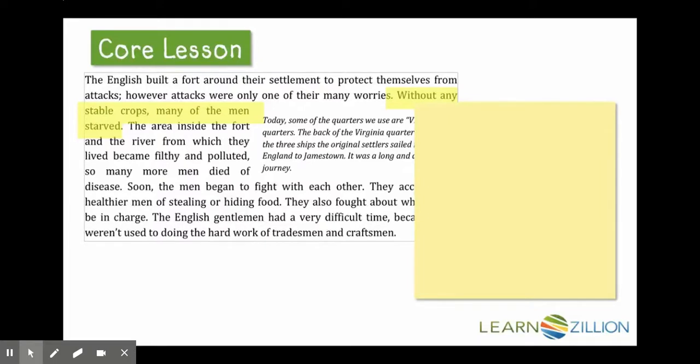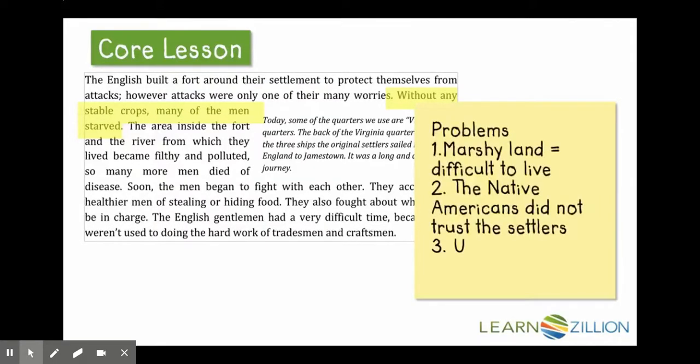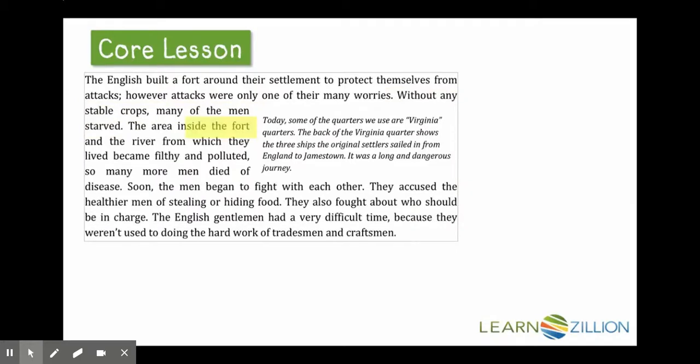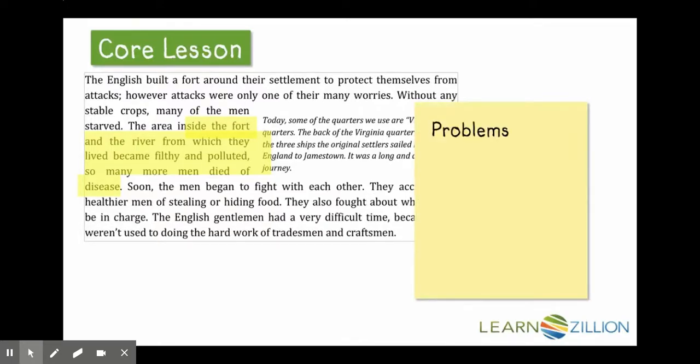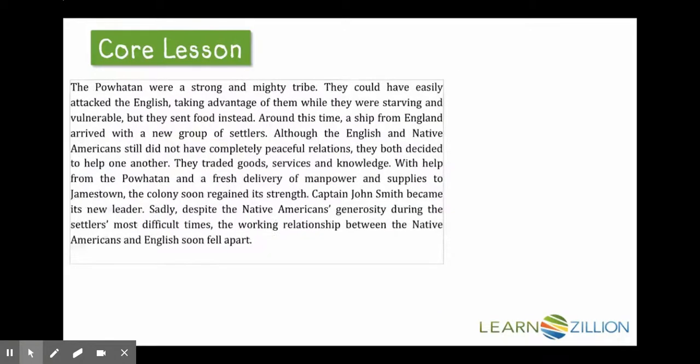In that same paragraph, I see that without any stable crops, many of the men starved. This is going back to the problems, so I'm going to add to that sticky note that the unstable crops equaled many of the settlers starving. In the same paragraph, I see that inside the fort and the river from which they lived became filthy and polluted, so many more men died of disease. And this is something going wrong. So this would be another problem that I would add to the list. And that is that disease from the river was a problem.